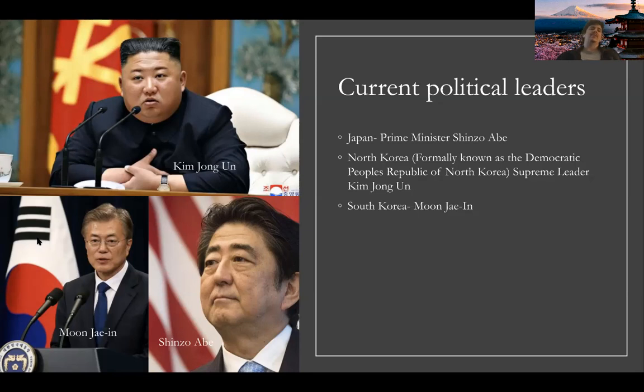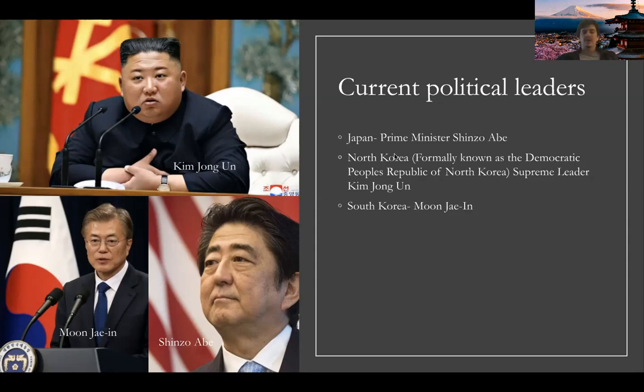The man in the bottom left here is Moon Jae-in. He is the current president of South Korea. He has been in that job since 2017, I believe. And then this man here is Shinzo Abe. He is the Prime Minister of Japan, and he has been in that job since 2012, I believe.